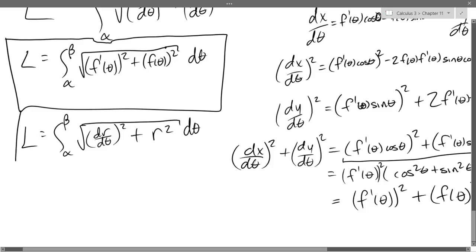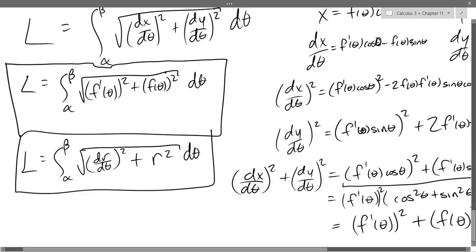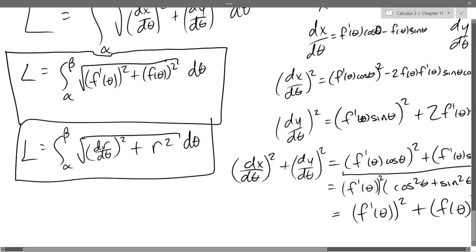I have an alternative form I wrote below it. f of θ is just r, and then f prime is dr/dθ. So you can use either form, whichever of the two you want. If you like to think about the function r equals f of θ, go with the first one right here. And if you want to leave it in r's and θ's, you can use the second one right here. So you choose one, you don't need both.